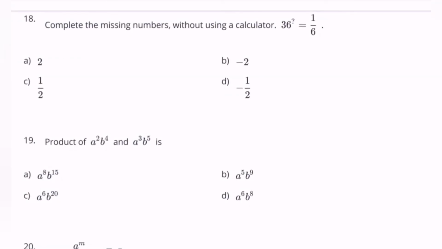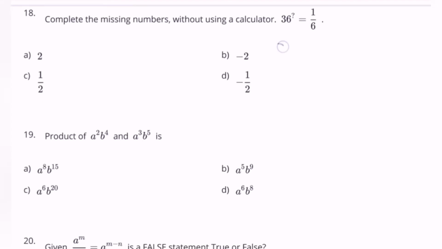Kindly refer to question 18. Complete the missing value without using a calculator. 36 to the power of x is equal to 6 to the power of negative 1. Kindly focus on the left hand side, where we have 6 to the power of 2x, which is equal to 36 to the power of x, equal to 6 to the power of negative 1. Kindly compare, because we have the same base. So we will have 2x is equal to negative 1.